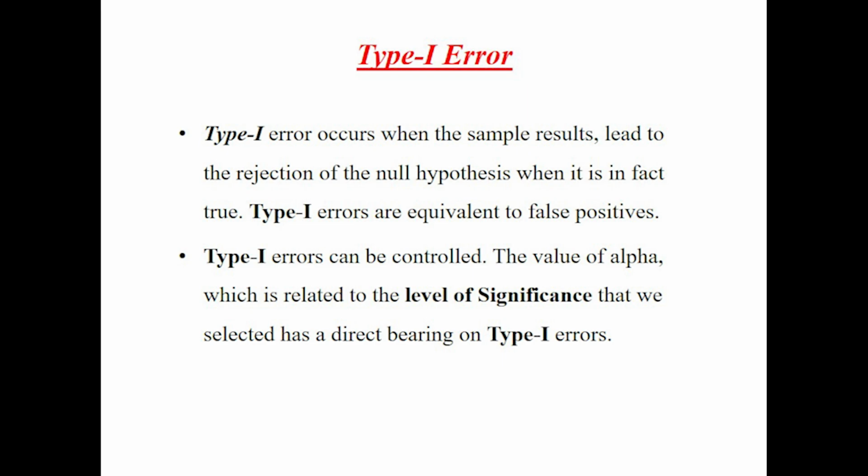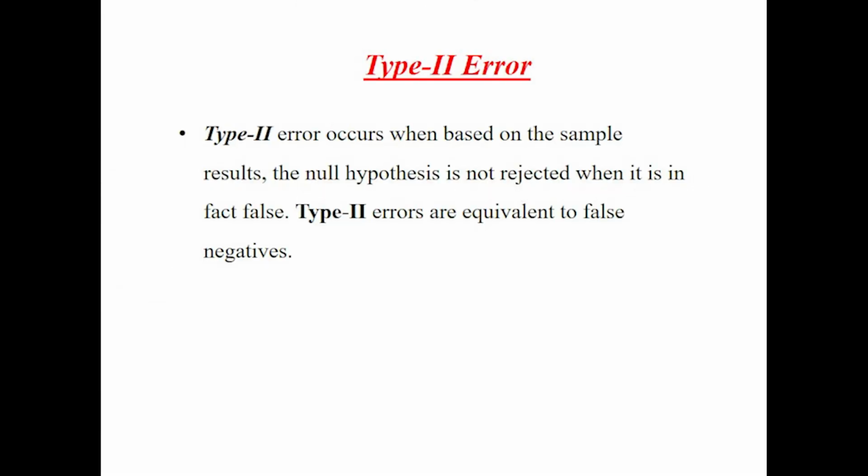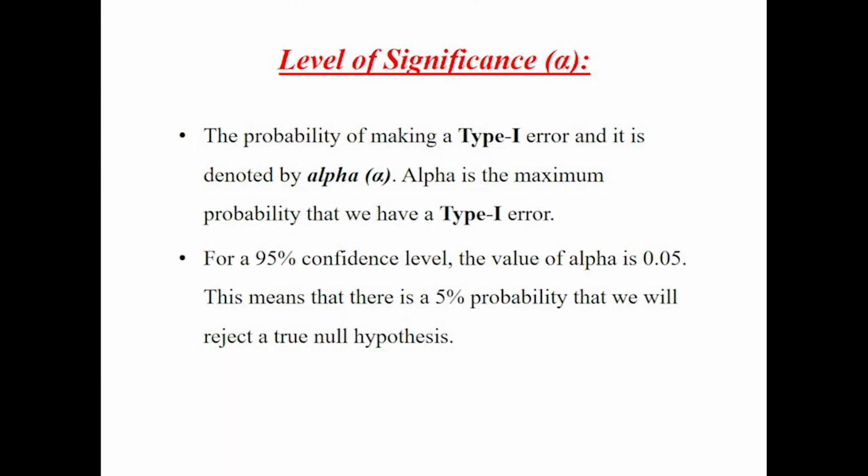It is also equivalent to false positive, and this is what we take as the level of significance. Type 2 error is when the hypothesis is false and we accept it, and this creates what is called a false negative. Now, what is this level of significance? Normally we denote this type 1 error with the Greek notation alpha, and it's the maximum probability that we have. So, for a confidence level of 95%, the level of alpha is 0.05. What does that mean? This means that there is a 5% probability that we will reject a true null hypothesis.